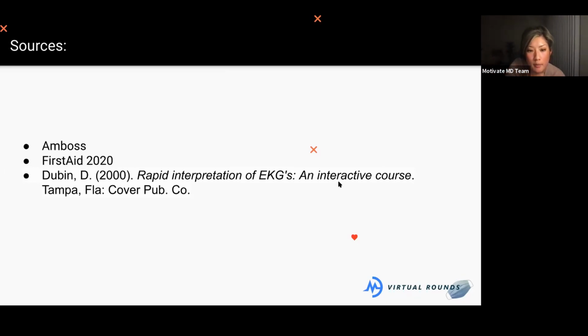Can I talk a little bit about EKG lead placement? Sure. Let me try to go back to that slide. No, I'm not doing it right.